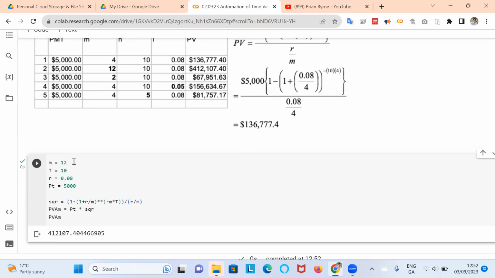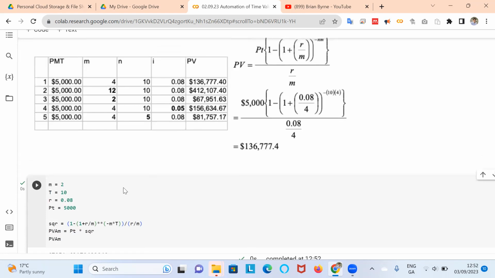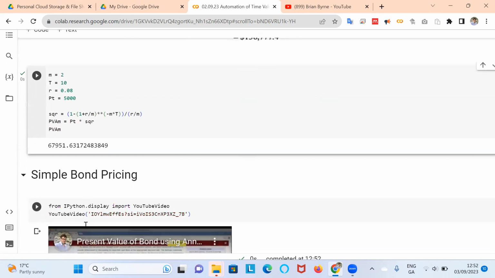We can change it to twice a year, 2, and we still have a 10-year term at the 8%, should be $67,000. Okay, so once we have the formula set up and tested, we can then move on to automation.